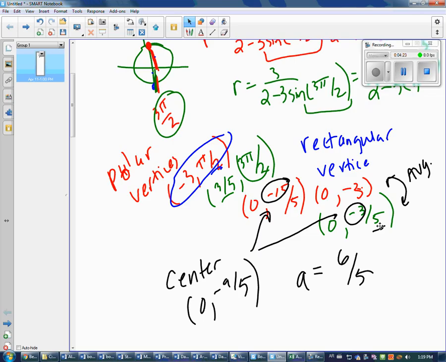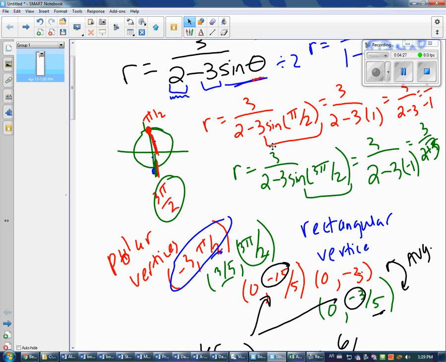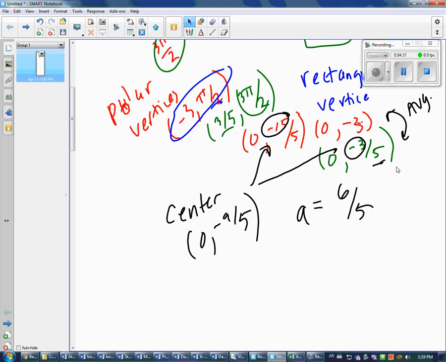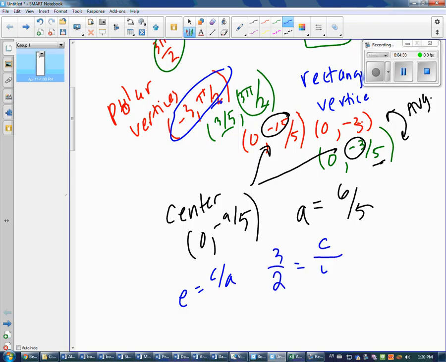Next, I need to figure out my C value. I'm going to use my eccentricity. We know from this equation up here the eccentricity is 3 halves. And eccentricity is C over A. So the eccentricity is 3 halves. We don't know C yet. We just found that A was 6/5. So we're going to solve this. We're going to cross multiply.